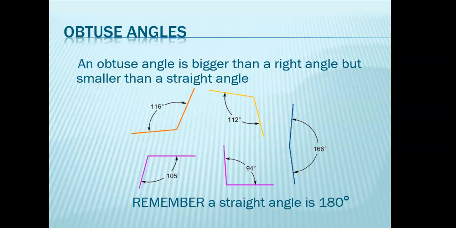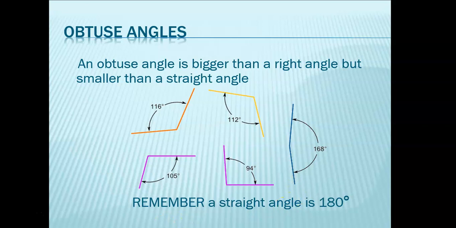An obtuse angle is bigger than a right angle, but smaller than a straight angle, i.e. smaller than 180 degrees. So this angle here is clearly bigger than 90 degrees but less than 180 degrees. If we look at this angle here, it is only just bigger than 90 degrees or a right angle, but it is still called an obtuse angle. And this angle here is almost 180 degrees but not quite, so it is also called an obtuse angle.